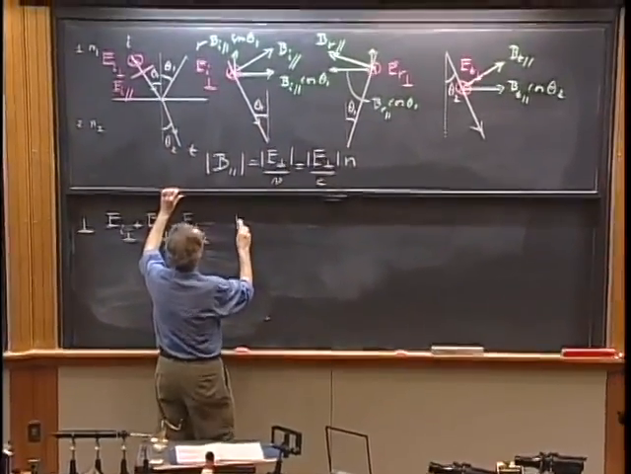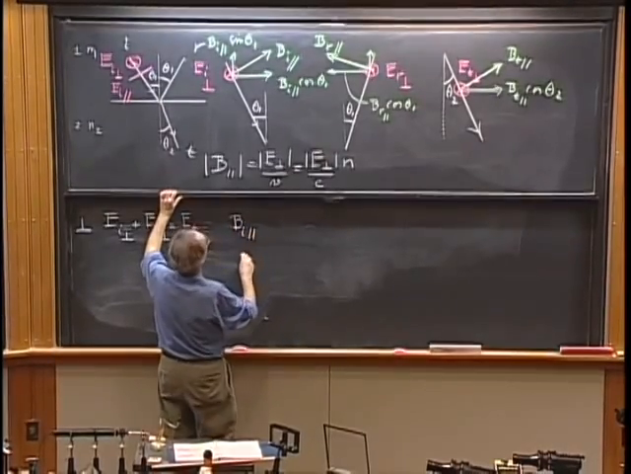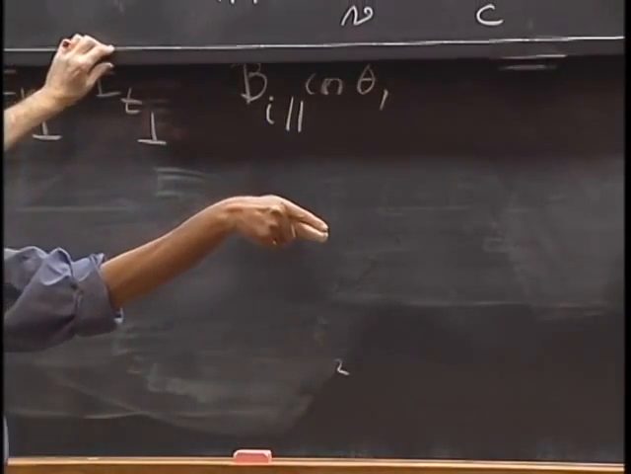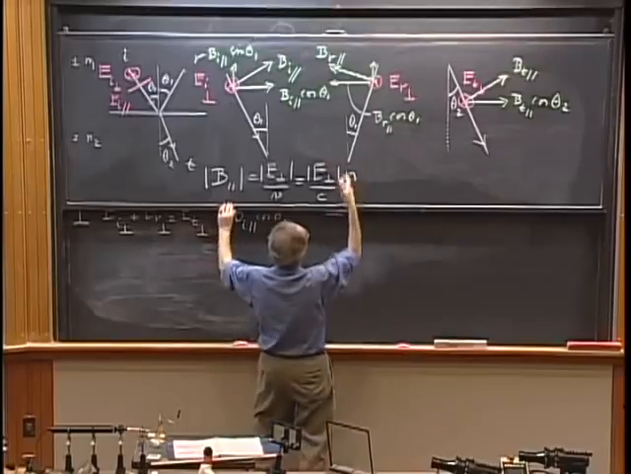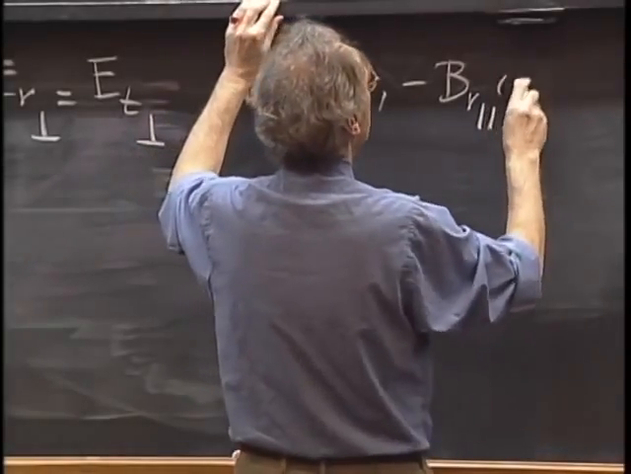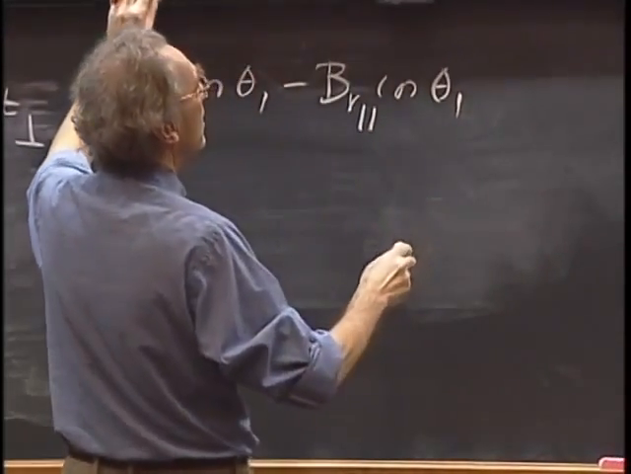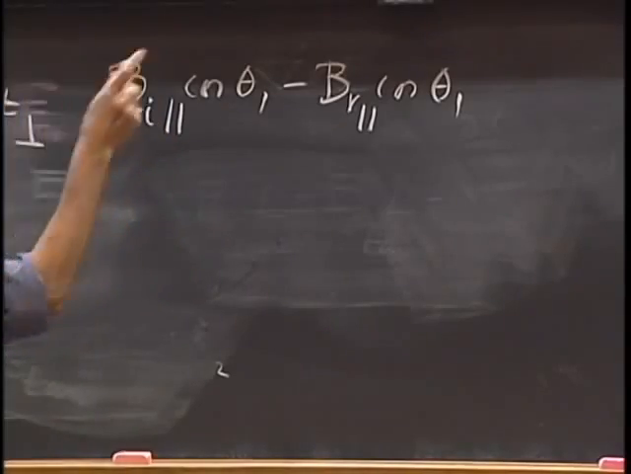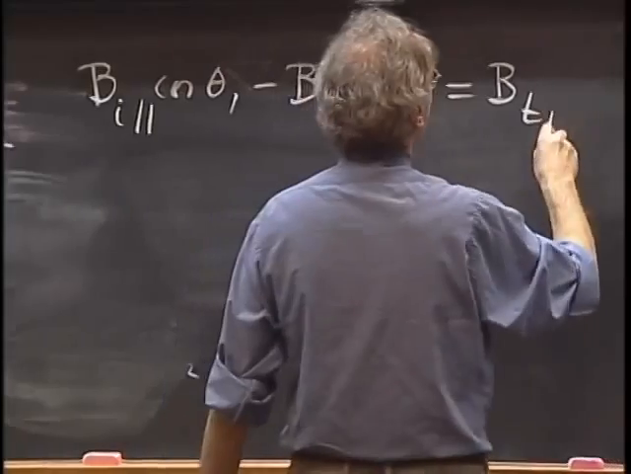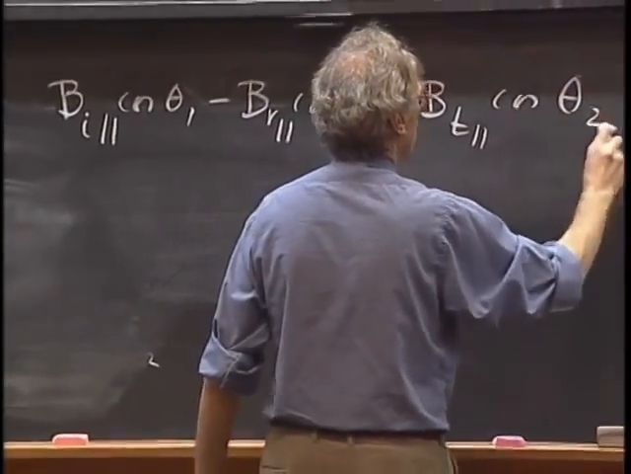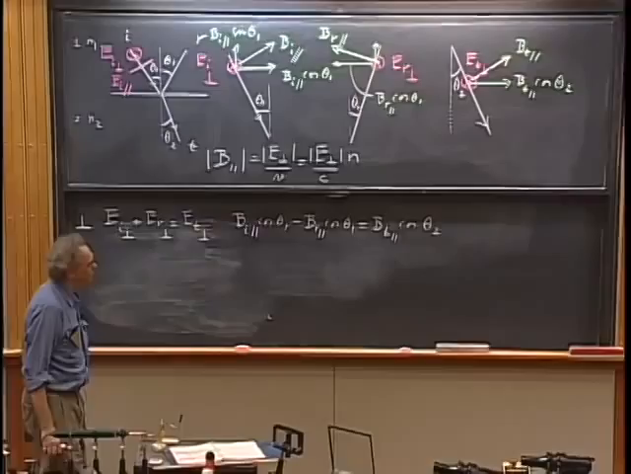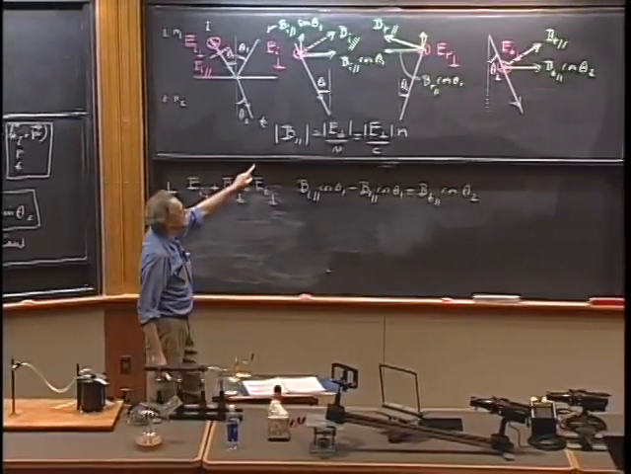So I'm going to write this one down. And so I'm going to get that B of I parallel times the cosine of theta 1, that's in this direction. Then I have to subtract this one, because it's in the opposite direction, minus B of R parallel times the cosine of theta 1. That is on one side, plus and minus, must now be the same as B transmitted parallel times the cosine of theta 2.